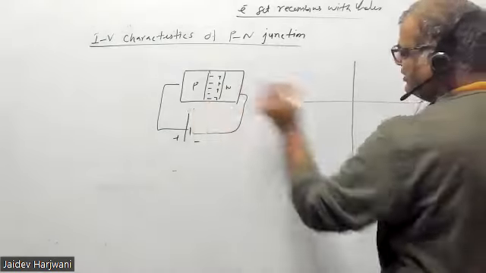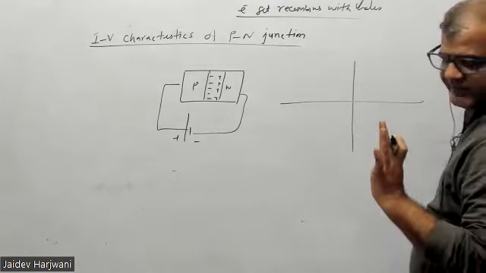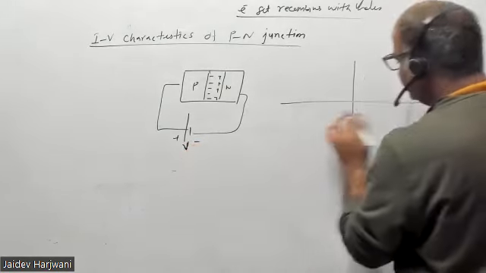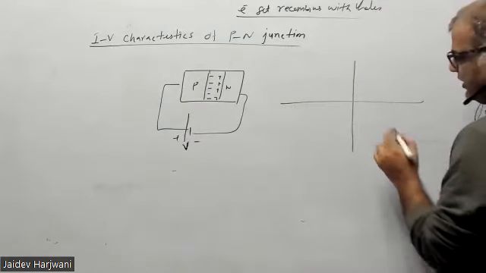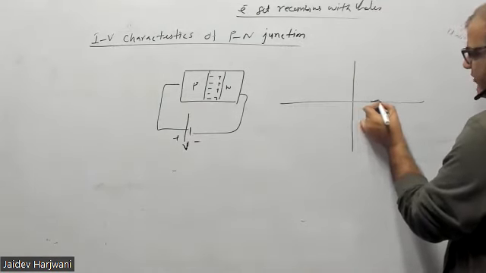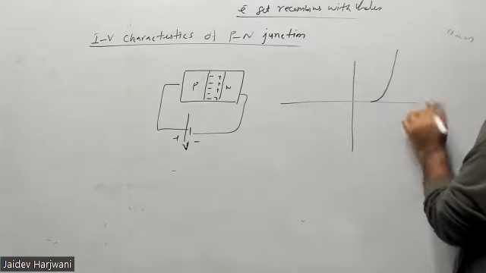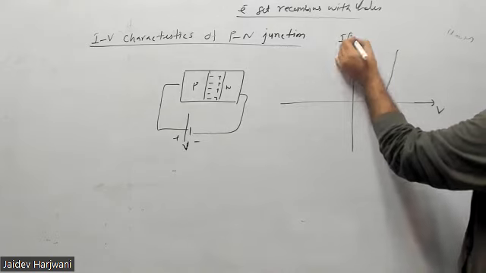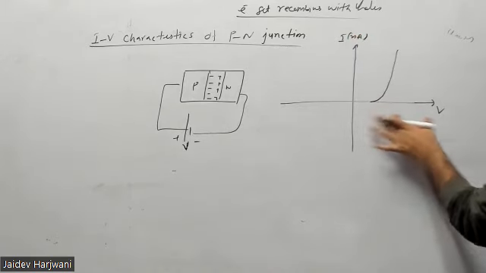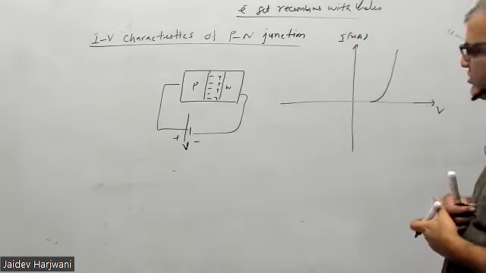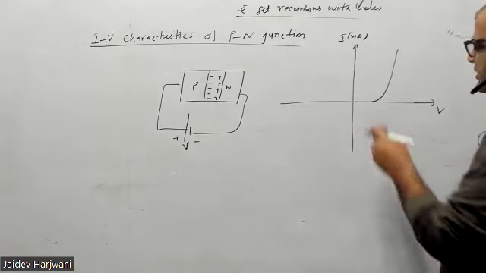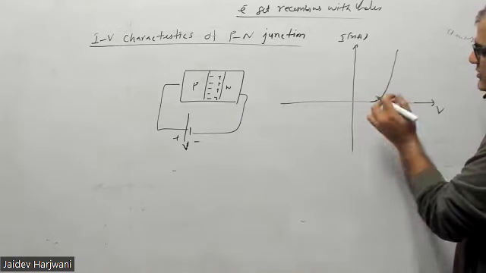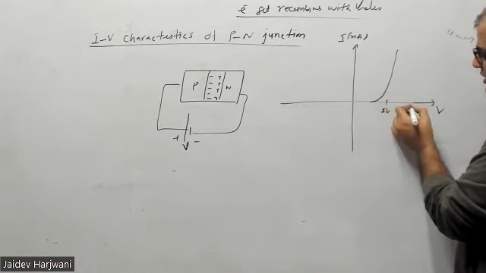Because there is a built-in potential, current cannot flow without applying voltage. When the applied voltage becomes greater than the built-in potential V_BI, the current will start increasing exponentially as a function of voltage. So this is your I, in milliampere, and this is voltage in volts. The voltage value is not very high, say 0.1 volt, 0.2; up to here is 1 volt, and here is 2 volt.